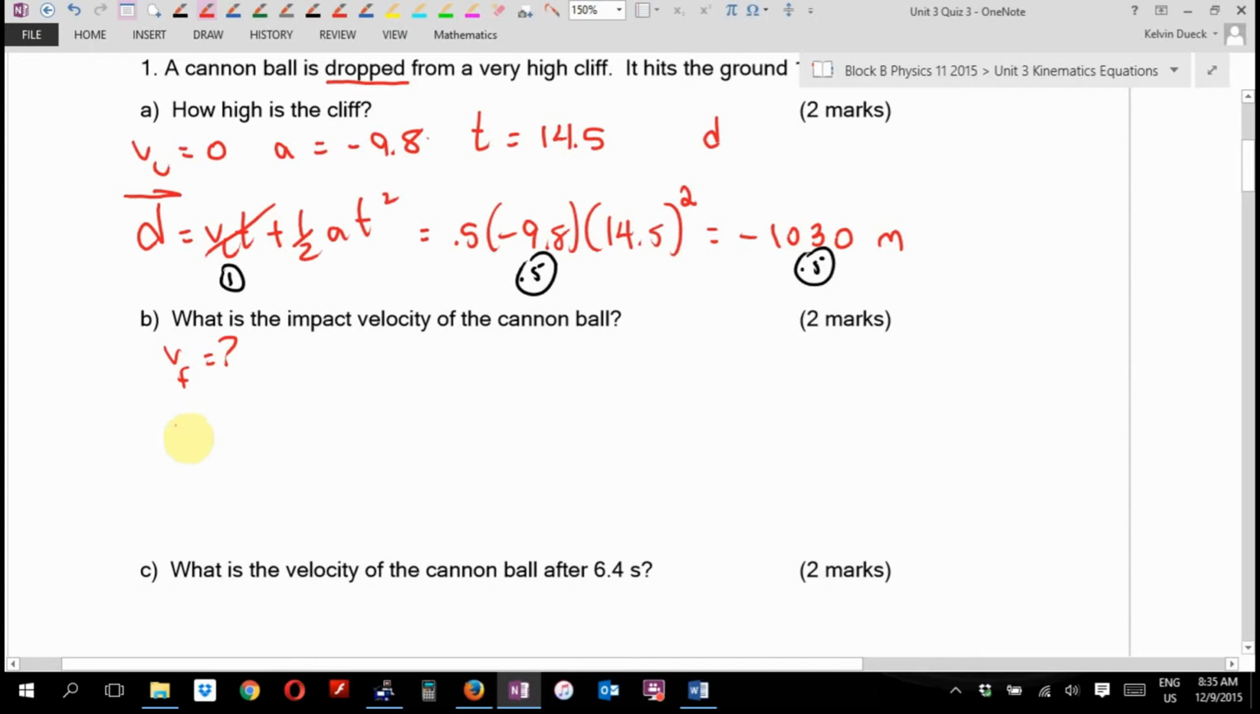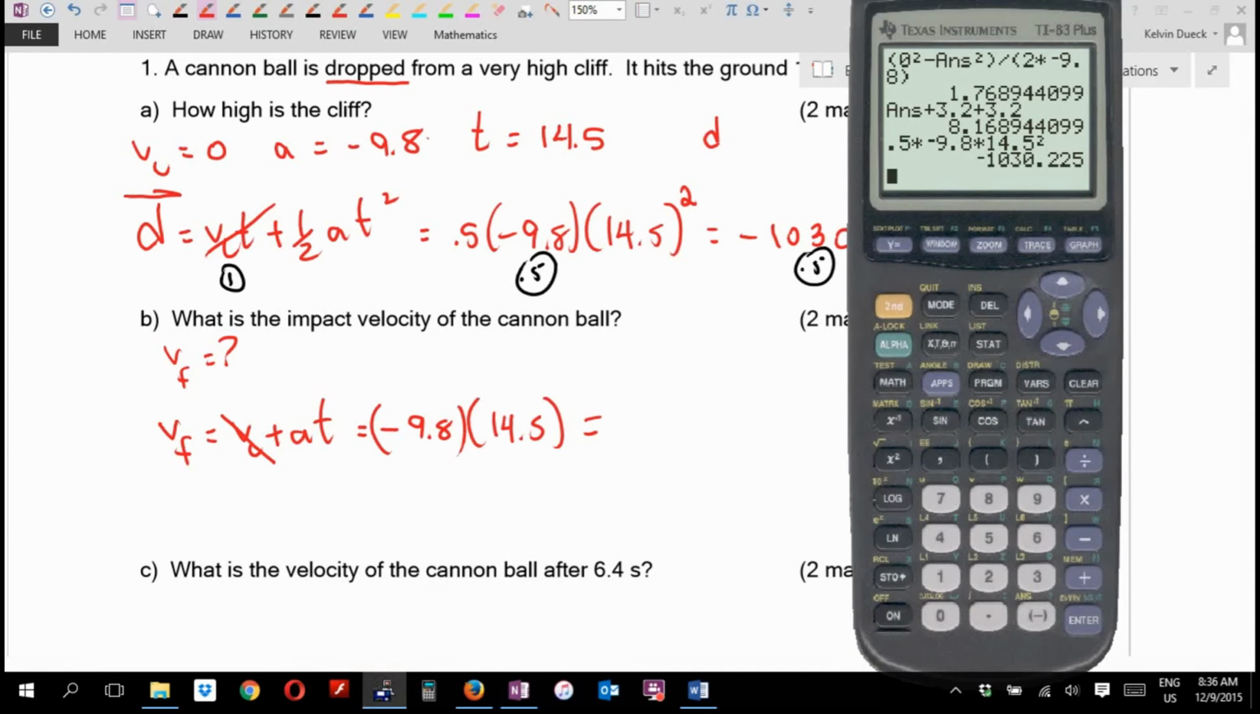I think I can use VF equals VI plus AT. I could probably use that distance as well to find V final, but that'll work. Oh, and VI is 0. That's quite convenient. It's going to be negative 9.8 times 14.5. I will get a negative answer, which is good because when it hits the ground, I think it is traveling downwards.